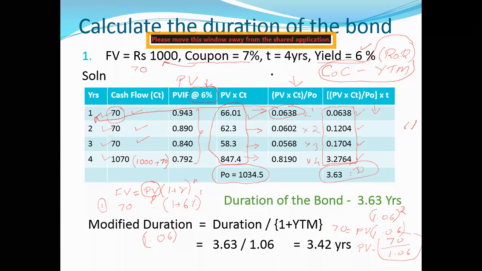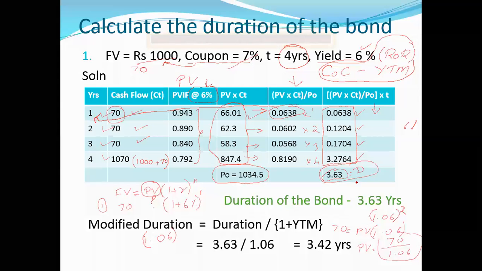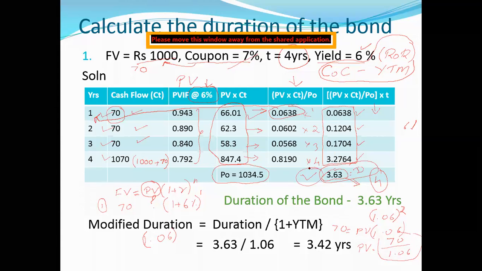What does it mean? It means that you have a bond which has a face value of 1000 rupees, which has a coupon of 7%. We know that it has a time of 4 years. But after 3 years, 6 months, and 3 days, if you withdraw that bond or sell off that bond, whatever you are going to get at the end of the fourth year, the same amount you are going to get at the end of this particular time frame, that is 3.63. Getting the whole logic of why we need to calculate duration?